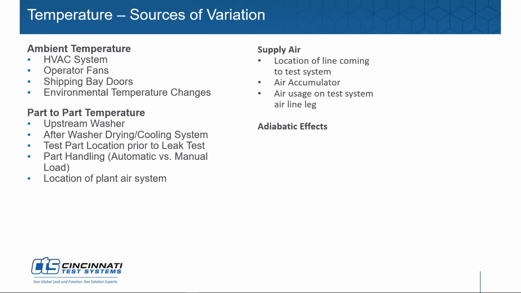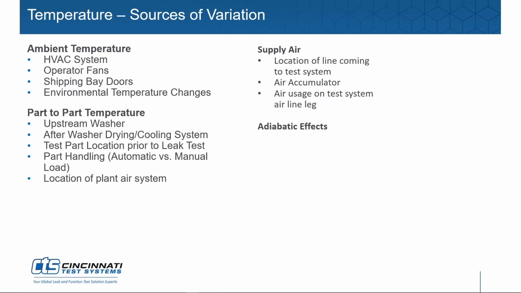And then environmental temperature changes throughout the day. Like we said earlier, you calibrate in the morning when the plant's a cool 65 or 70 degrees. By midday, right after lunch, you could come back to the test station and start failing parts due to negative leaks. What's happened is the plant's warmed up to maybe 75 or 80 degrees, and you're actually testing your parts better than they were calibrated in the morning.